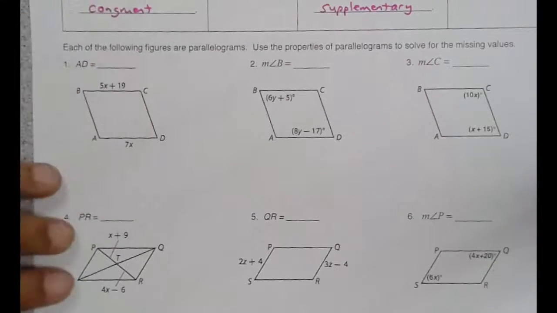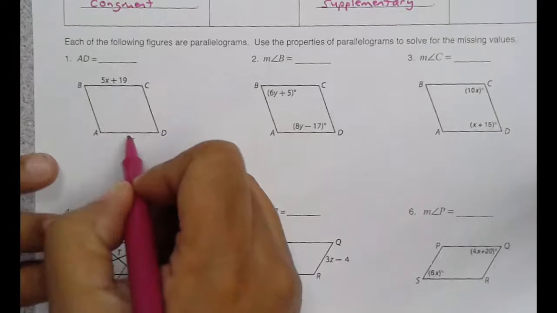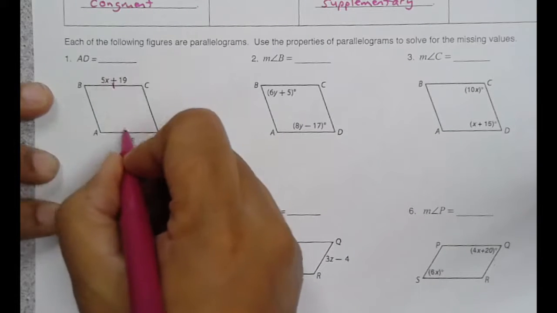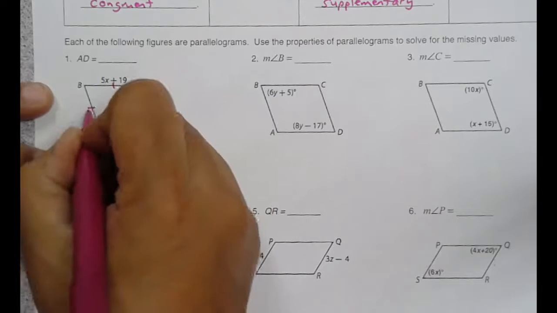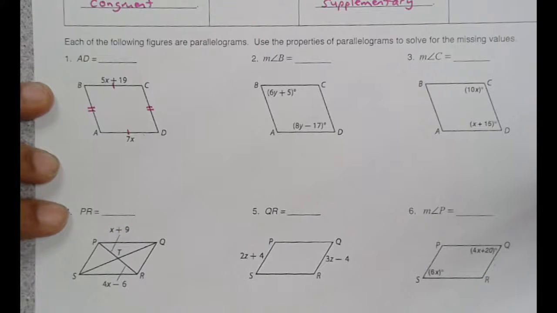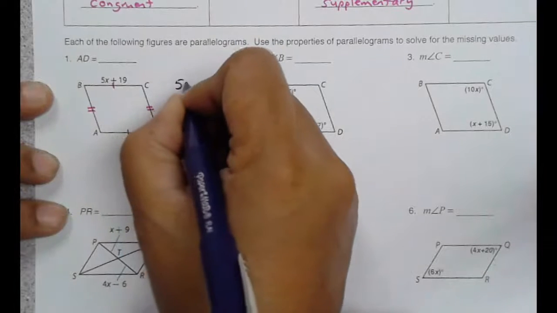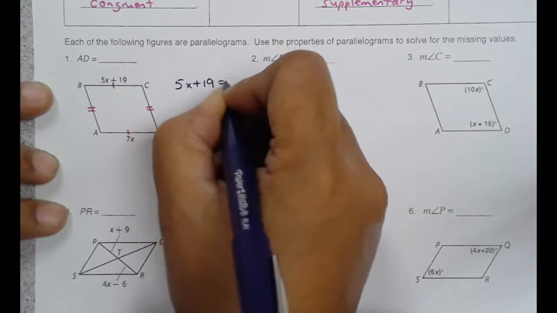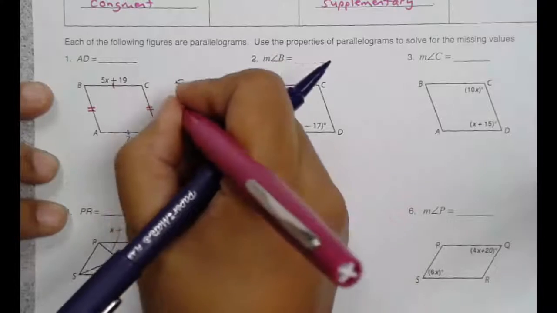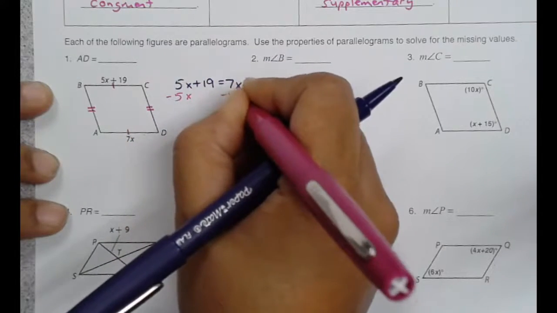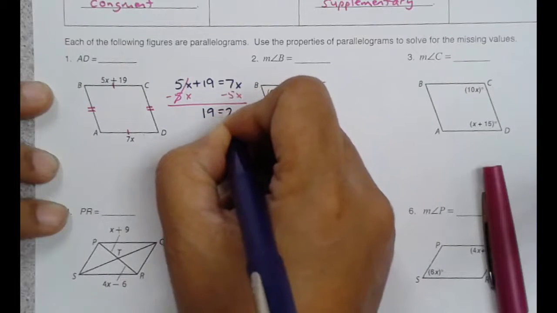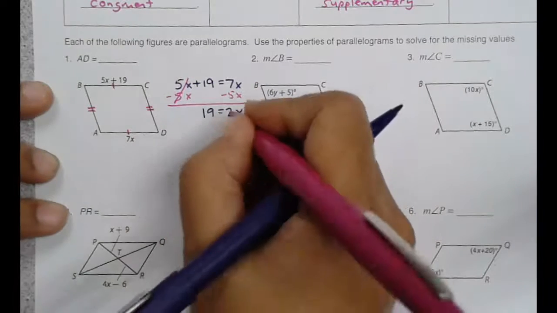So let's go ahead and take a look at the first one. These are sides. What's special about opposite sides of each other? They are actually congruent. The top is equal to the bottom, the left is equal to the right. So we can actually set up an equation, make those equal each other. So 5x plus 19 equals 7x. Okay, they equal each other. Let's get the x's on one side. I'm going to move my 5x over by subtracting it. That gets rid of this. We have 19 equals 2x. And then the last step is to divide by 2.